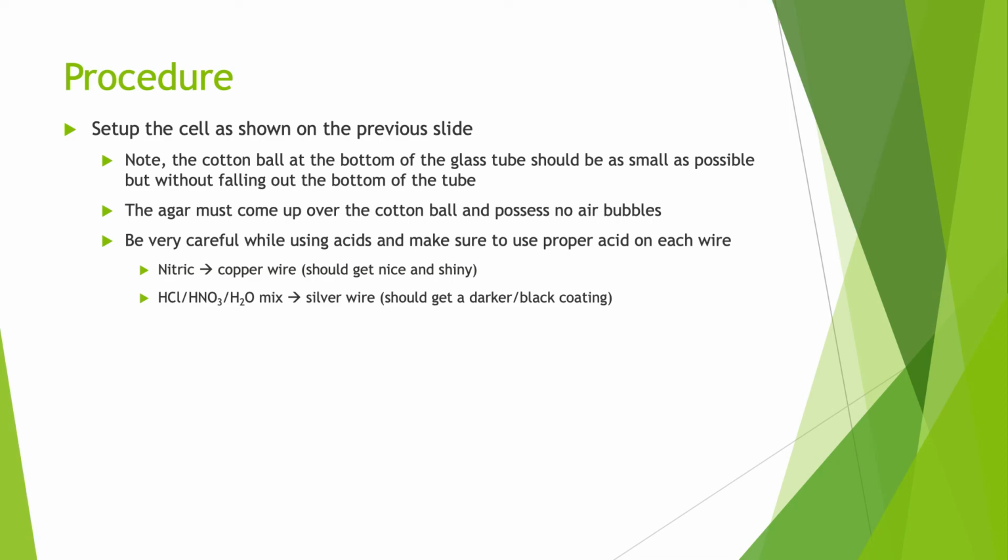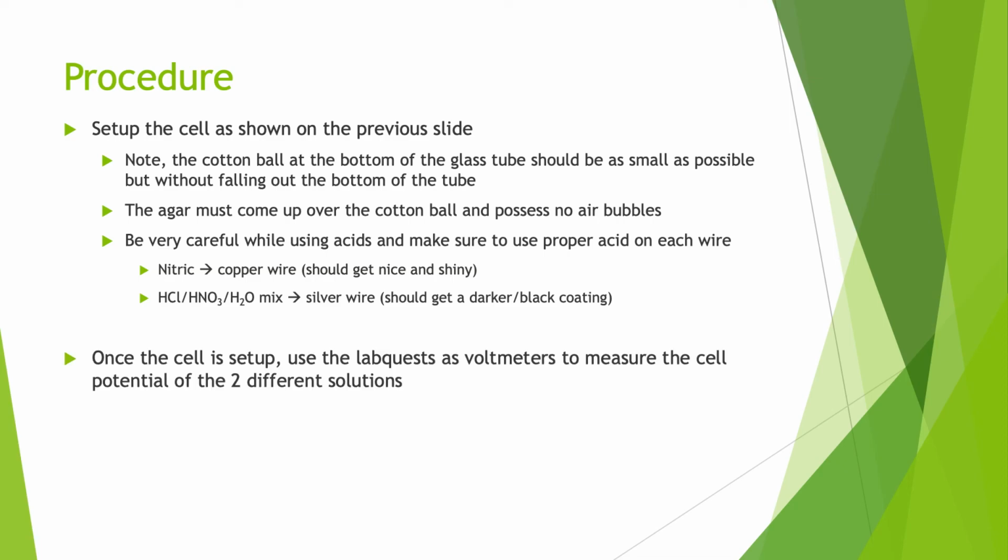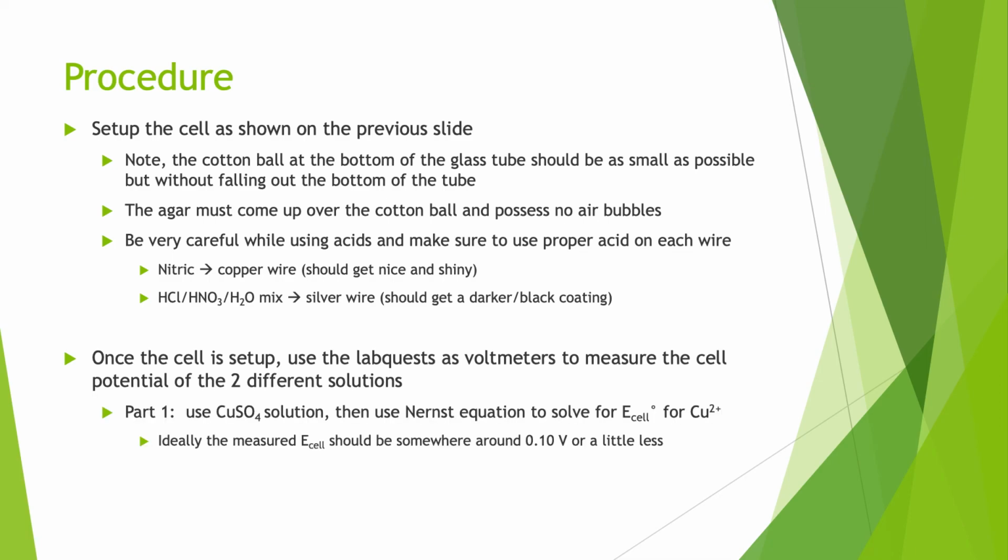Otherwise, everything else setup-wise is pretty much shown on that previous slide. Once you have your setup ready to go, you're going to be making 2 measurements. Part 1, you're going to use a copper sulfate solution. You're going to measure your cell potential. And ideally, the cell potential you measure is somewhere in the ballpark of about 0.10 volts or so. Might be a little less, might be a little more. But that gives you a nice rough ballpark of what you should expect to see. And you're going to use that with the Nernst equation to find E cell naught for Cu2+. That's the end goal of that part of the experiment.